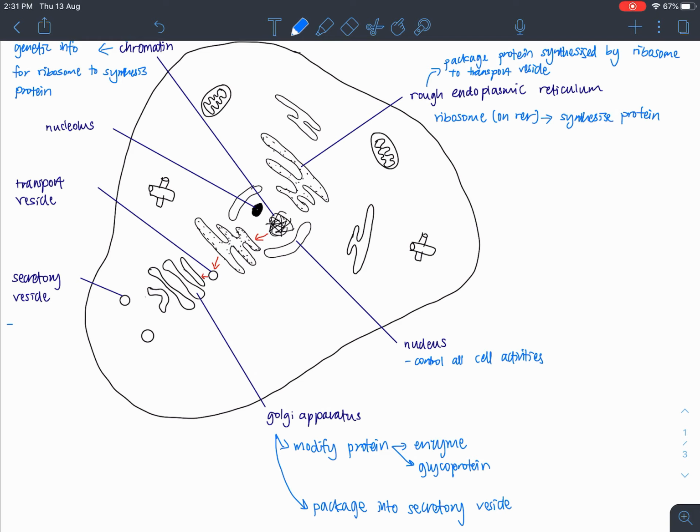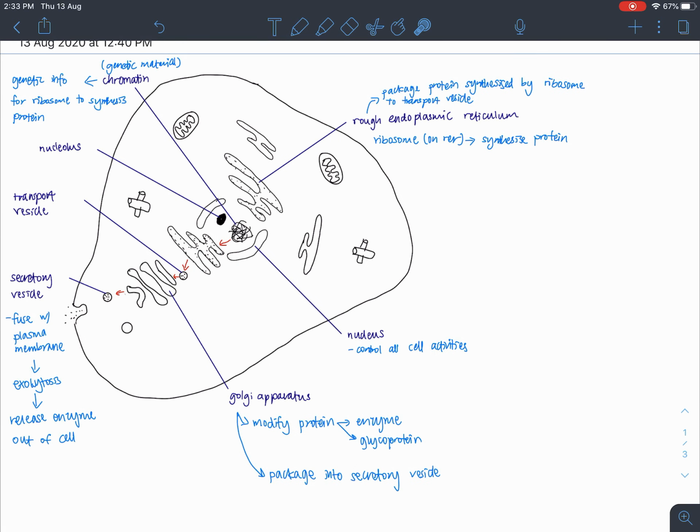So this secretory vesicle will bring the enzyme near to the plasma membrane, so it can fuse with the plasma membrane, then exocytosis releases the enzyme out of the cell. So this is actually for extracellular enzyme, because just now I mentioned that extracellular is for enzyme to be used out of the cell. So this enzyme is produced and released out of the cell. So this is extracellular enzyme.